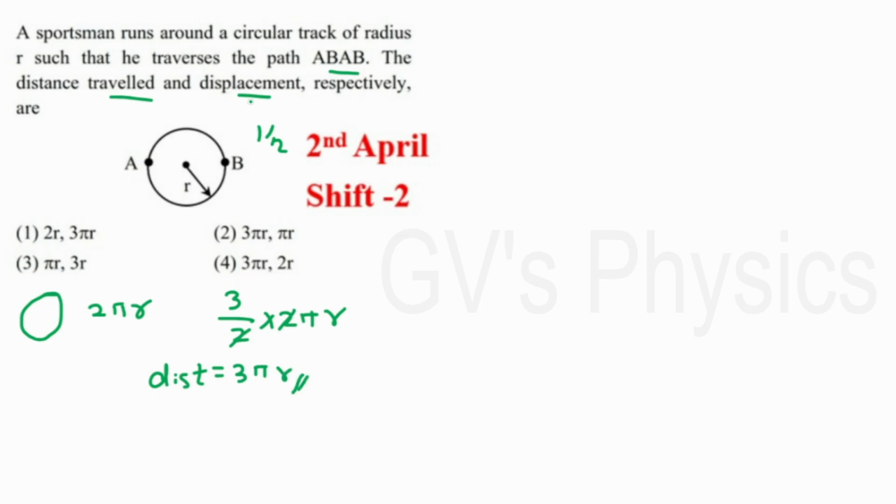And then we have to see displacement. Displacement means the shortest path from the initial point to the final point. So the initial point is A, the final point is B. The shortest path means it will always be a straight line. So this will be the diameter of the circle, that is twice the radius, r and r. So the displacement of the sportsman is equal to twice the radius, which is 2r. So distance is 3 pi r and displacement is 2r. Option 4 is the right answer.